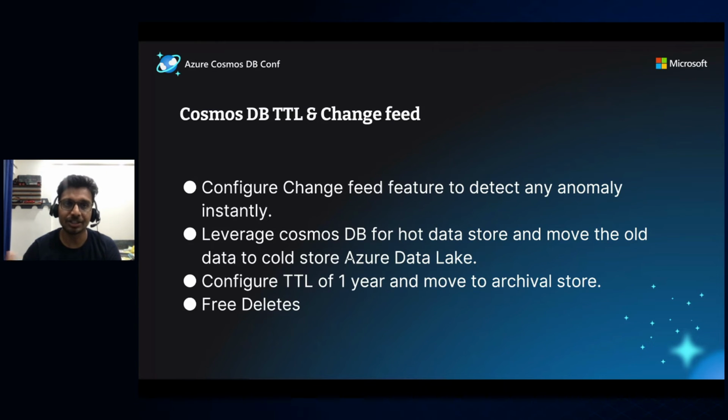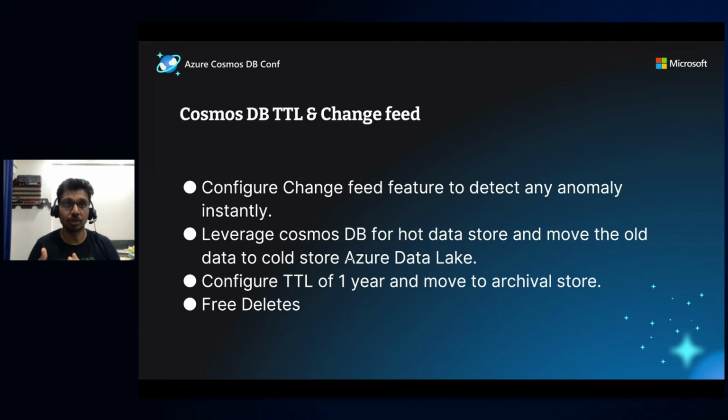Cosmos DB TTL and change feed. The Cosmos DB change feed feature basically triggers an Azure function for any change in the data store. You write a new document into a container, you delete, you update, and an Azure function gets triggered behind the scenes. So as soon as the telemetry data is inserted, an Azure function kicks off, and you could leverage this Azure function to run a rules engine, which can detect anomalies and raise alarm notifications instantly.